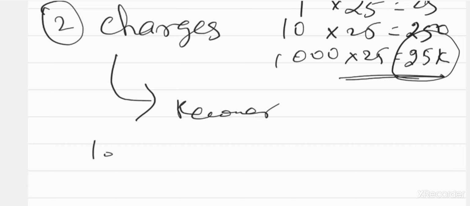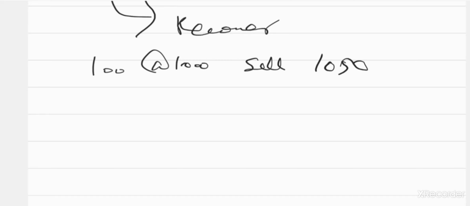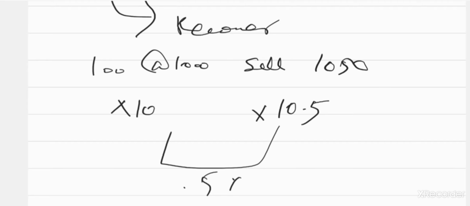You can't buy 100 stocks at 1000 and sell the same 100 stocks at 1050. Correct what I'm saying? You are buying 100 stocks at 1000, so each stock is rupees 10. And you're selling them for 10.5. What's the margin? 0.5 is the margin, of course. And 0.5 into 100 stocks, you'll get 50 rupees of margin.